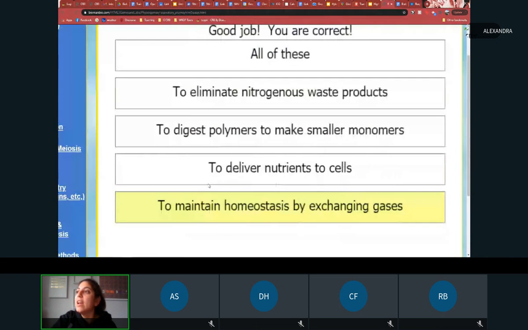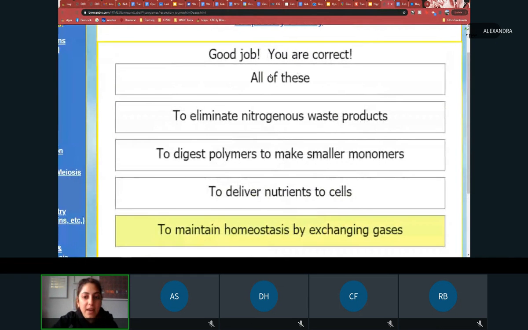So remember, we have to be careful whenever we have all of these answers, right? Because it's not necessarily true, although we do tend to go for it. The biggest thing is exchanging gases. That should have really been the big hint here. And to maintain homeostasis is true, but if you think about what we've been learning, that's okay, no worries.